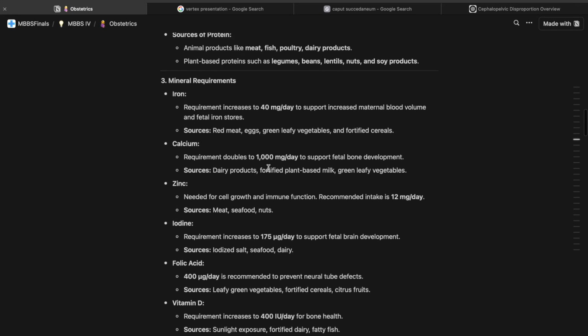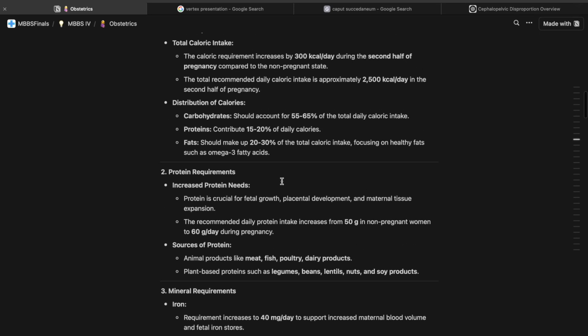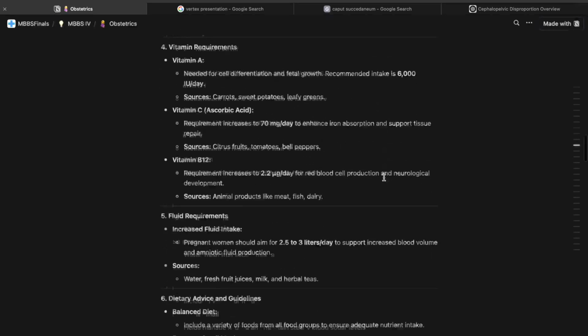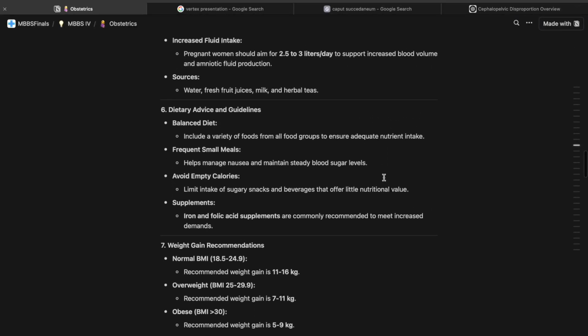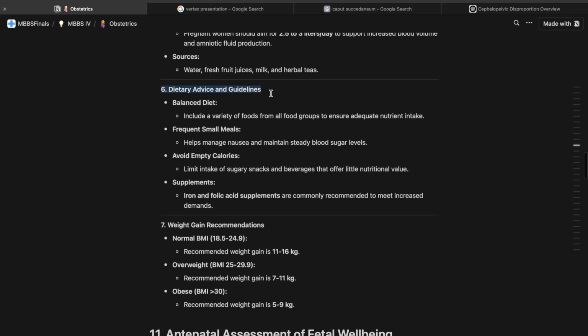then calcium is 1000 milligrams per day. And then calories, 2500. So big numbers, and in some places small numbers. And then dietary advice and guidelines: balanced diet, frequent small meals, avoid empty calories and supplements. And then we have the weight gain recommendation: normal BMI 11 to 16, overweight 7 to 11, obese 5 to 9.